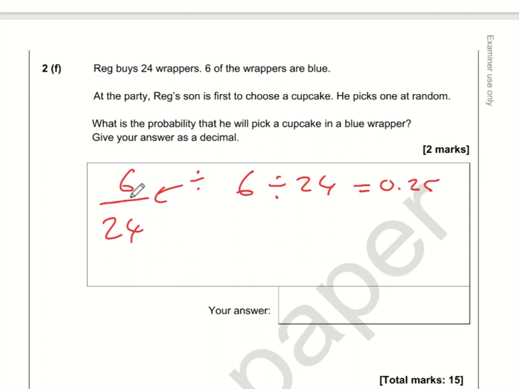We could have simplified the fraction to a quarter, and then maybe if you'd seen it as 1/4, you might have known to put it as 0.25. Either way, it's still the same answer, but yeah, 6 divided by 24 is 0.25.